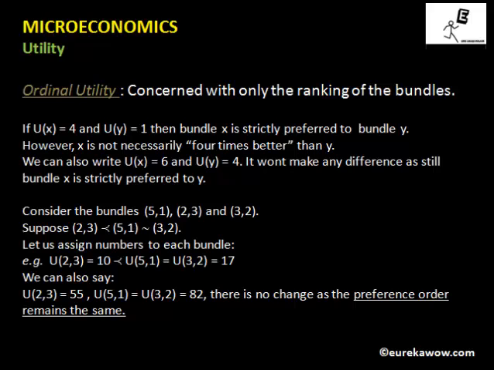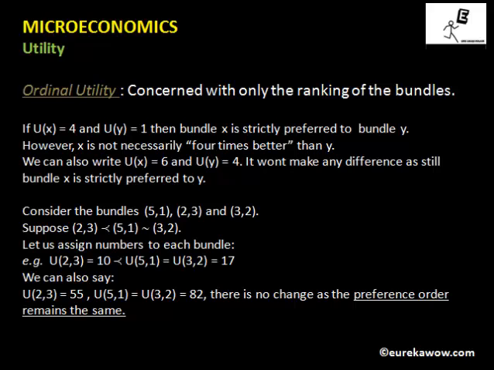We can say that u(x) is equal to 6 and u(y) equals 4. It won't make a difference because it will still mean the same, that u(x) is greater than u(y) and hence x is strictly preferred to y. So basically what we are concerned with is the ranking of the bundles, the order in which the bundles are ranked by the consumer. Now let us take another example to clarify this.